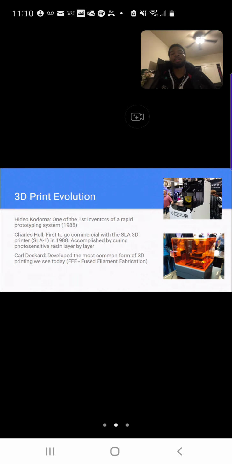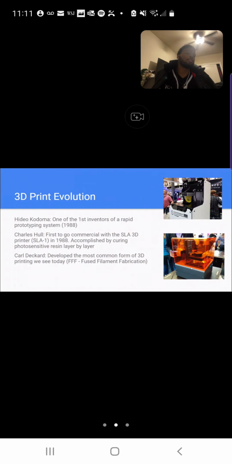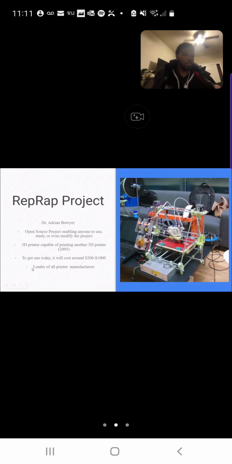A couple years later, we have Carl Decker. He developed the most common form of 3D printing we see today, fused filament fabrication, known as triple F. And as we can see in the pictures, that's a picture of one of the triple Fs, and that's a picture of the SLA, the white one. And then next slide, thank you.